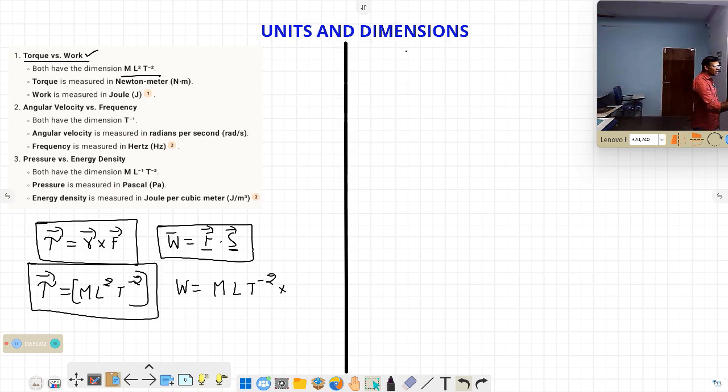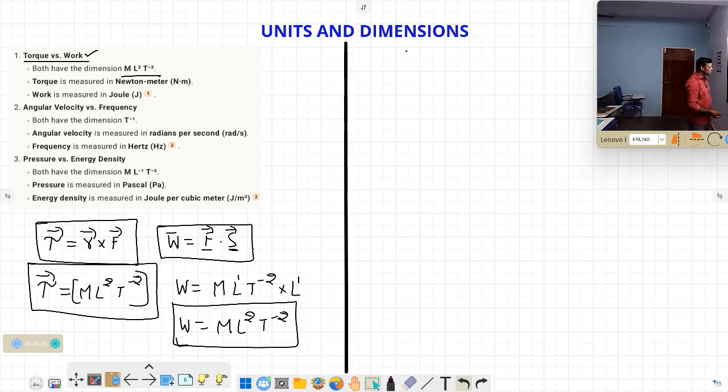The dimension formula of distance we indicate with L. So how many times is L there? This is one time, this is one time, totally 2 times. So the work dimension formula becomes ML^2T^-2. If you observe, both physical quantities have the same dimension formula, ML^2T^-2.